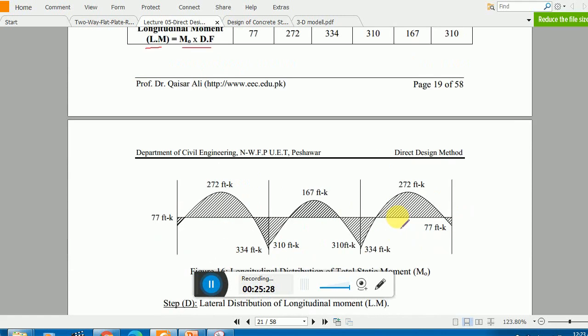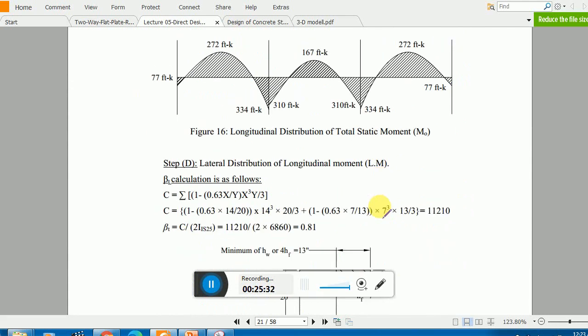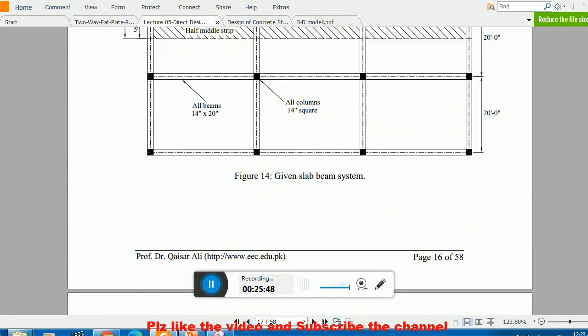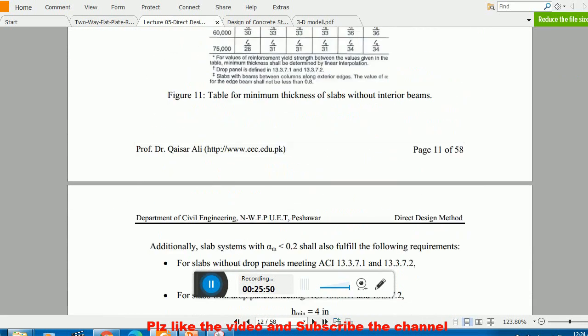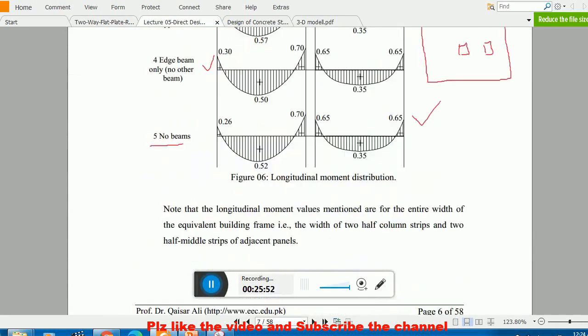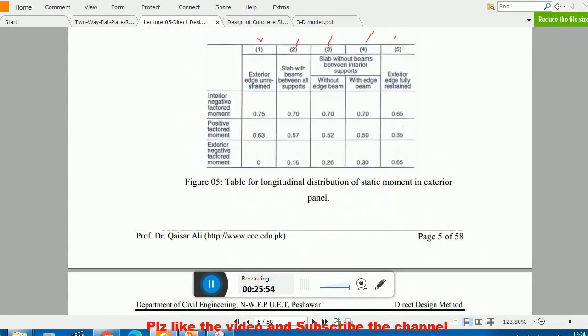Now the next thing is that you have to transversely distribute these moments. To transversely distribute these moments, you need the torsional stiffness, beta. To calculate beta, you need C. I already explained this formula. What is C? That is basically what I explained here, x1, x2. Let me show you.